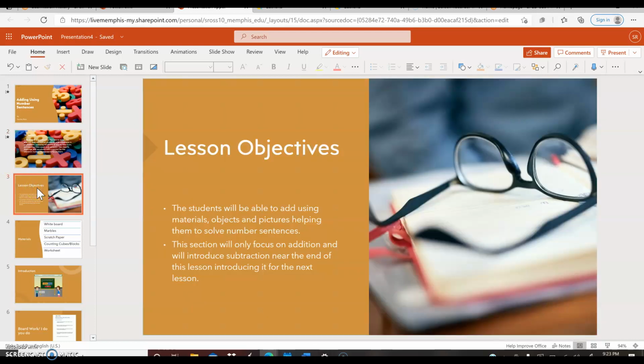The lesson objectives. Students will be able to add using materials, objects, and pictures, helping them to solve number sentences. This section will only focus on addition and will introduce subtraction near the end of the lesson, introducing it for the next lesson.